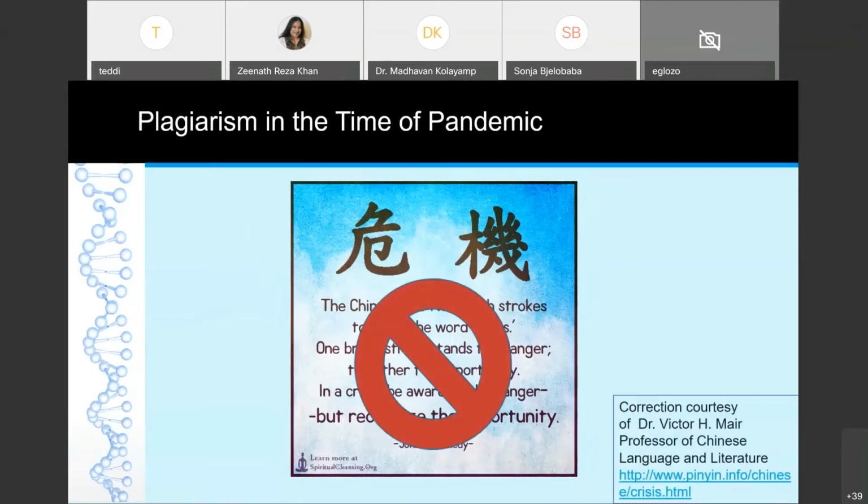That's not how those brushstrokes actually work. Actually, when they are combined, they mean something very similar to the common notion of crisis, that it is a place, a situation, or a point in time that you have to be wary, that you have to be cautious, that you have to be on your guard.